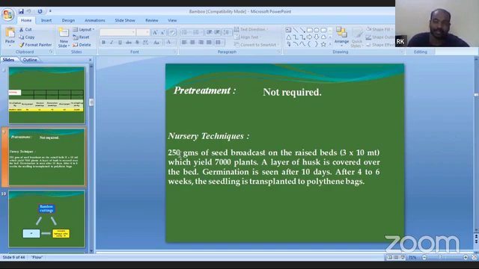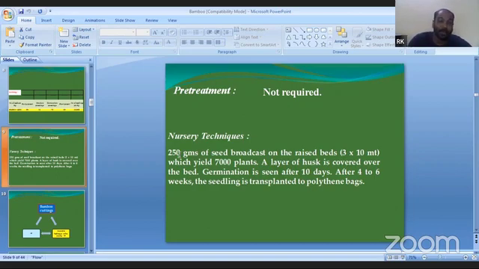That is called seedlings. The seedlings are transplanted to polybags. Once the seedlings grow taller, within 2.5 to 3 months, then go for planting. That's all. This is how to germinate bamboo seeds.